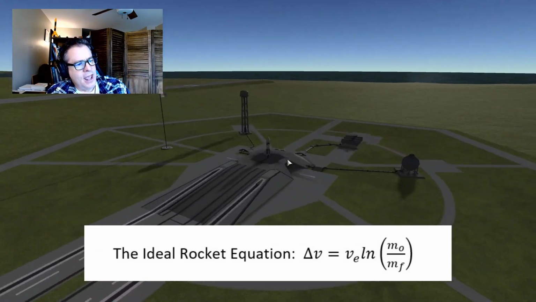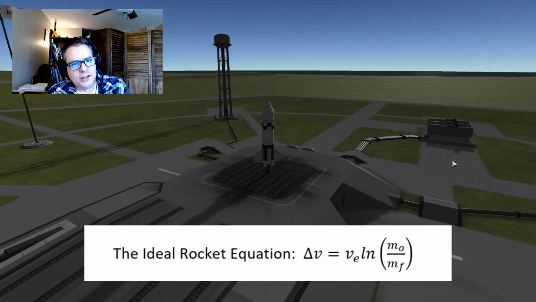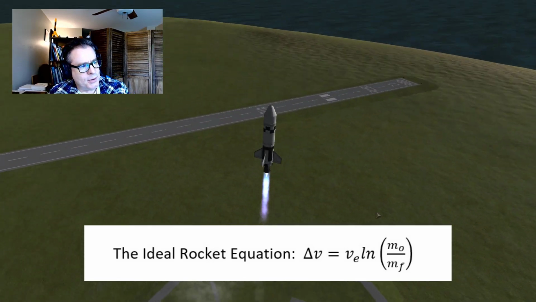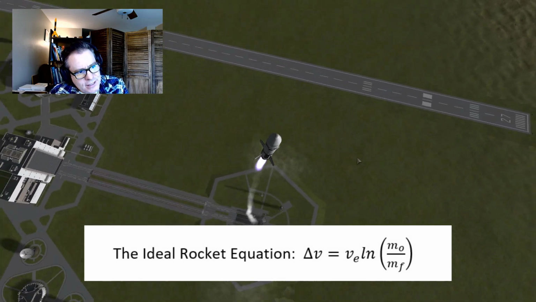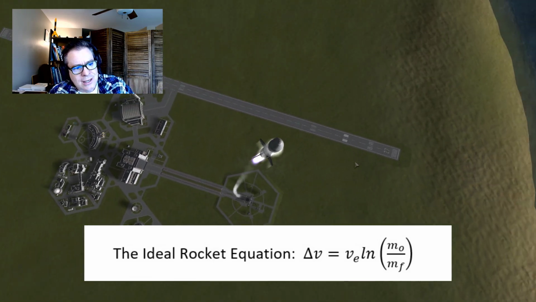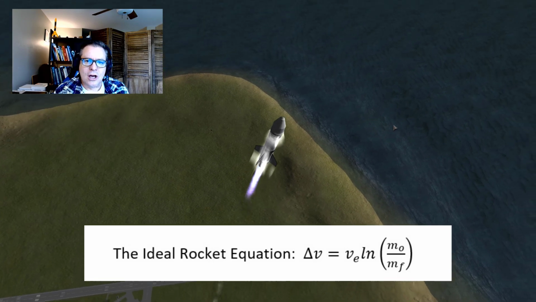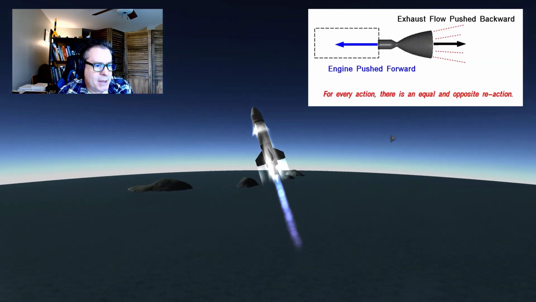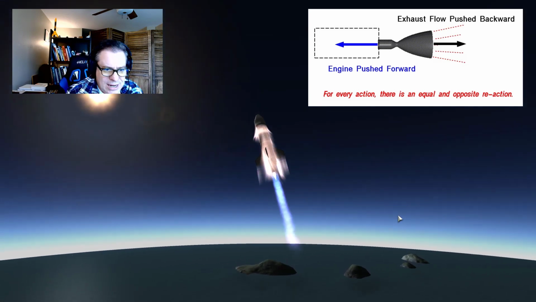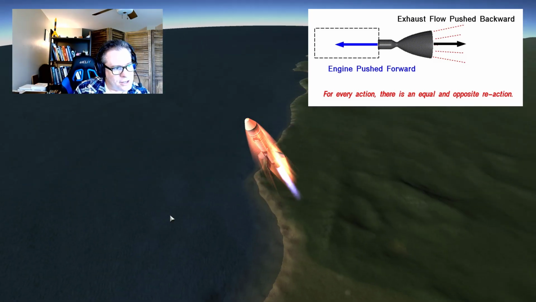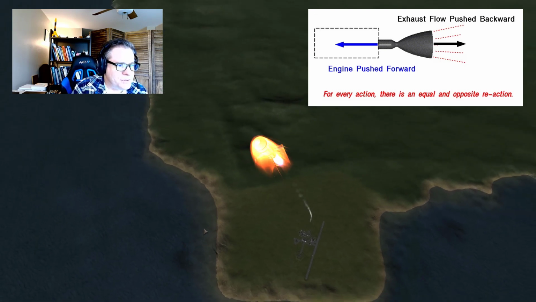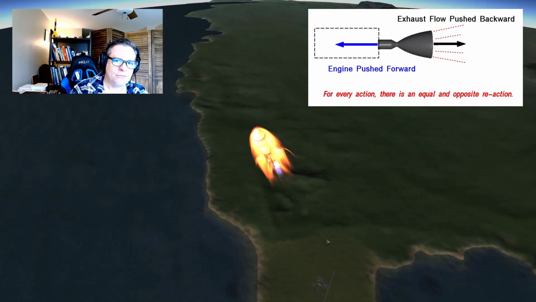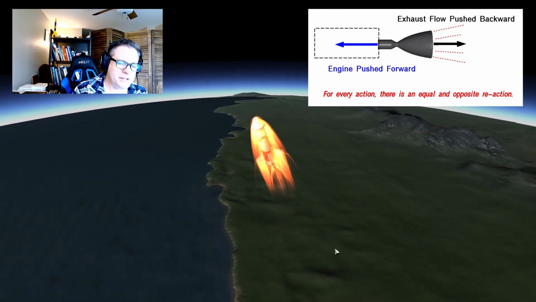Hi, I'm Scott Vaughn, and this is the rocket equation, and a two-stage rocket launching a satellite into orbit in Kerbal Space Program. As you may know, the physics behind a rocket's motion is expressed by Newton's third law of motion. As the rocket burns fuel and expels exhaust, it creates a force in the direction of that exhaust, and also an equal and opposite force in the direction in which the rocket travels.